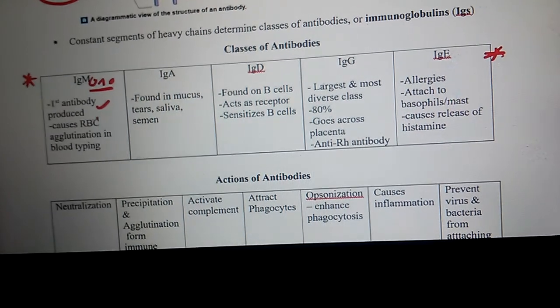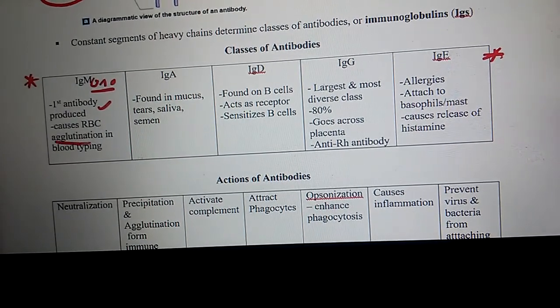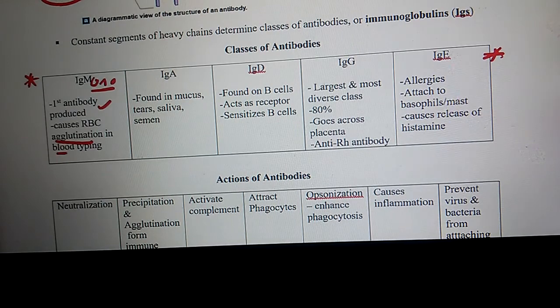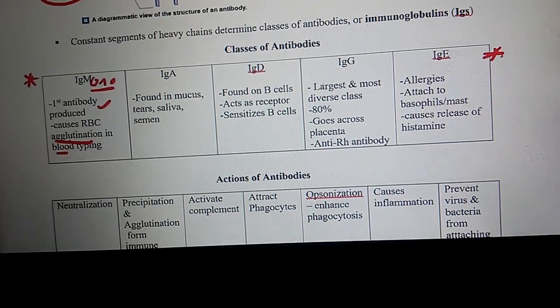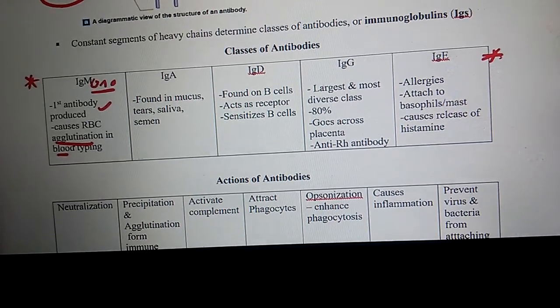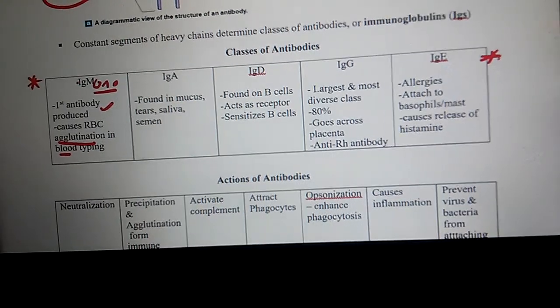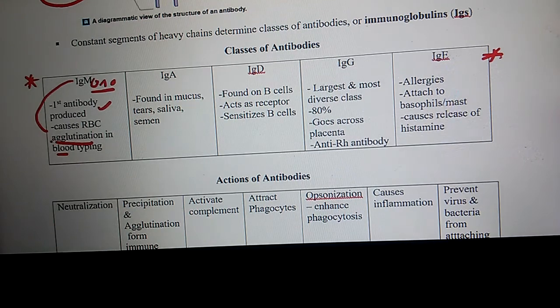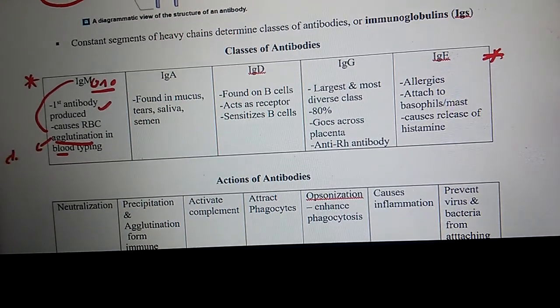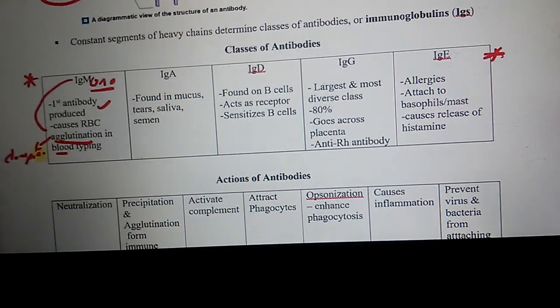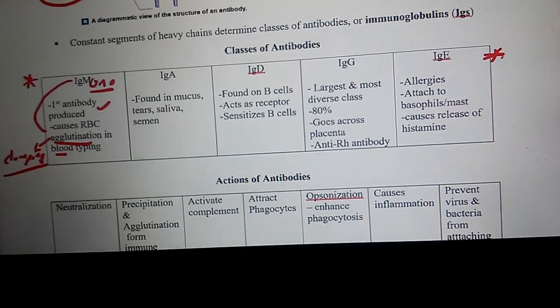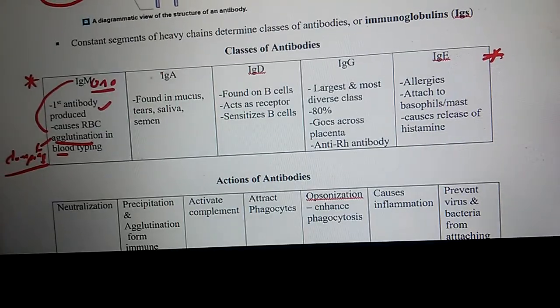What type of antibody causes agglutination of red blood cells? IgM. So when we talked about it in lab, which one caused the clumping? In other words, what caused the rejection? IgM. What does agglutination mean? Clumping. Is that a good thing or a bad thing? Bad thing. That means you can't transfuse the blood.